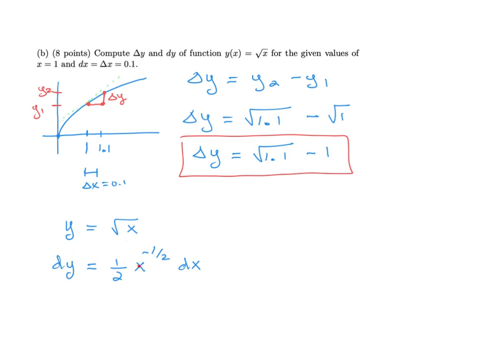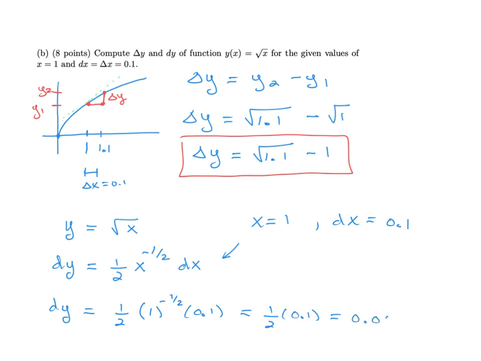We're told that x is equal to 1, and we're also told that dx is equal to 0.1. So I'll note that too. So here, we have that x is given as 1, and dx is given as 0.1. Putting that information into the equation, we get 1/2, 1 to the negative 1/2 times 0.1, which is 1/2 times 0.1, and half of 0.1 is 0.05. We have our answer that dy is equal to 0.05. And that is the exact answer for the differential of y.